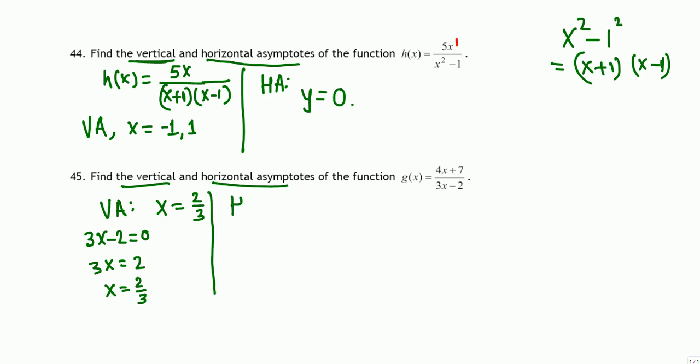Now horizontal asymptote, HA, this should be y equals something. Look at the degrees of the top and bottom. 4x is degree 1, and this is degree 1. Degrees are the same. So we take the ratio of the leading coefficients, 4/3. That's the horizontal asymptote. Final.